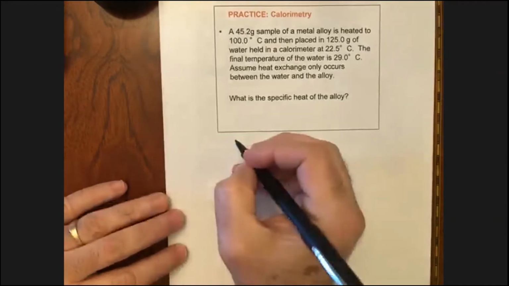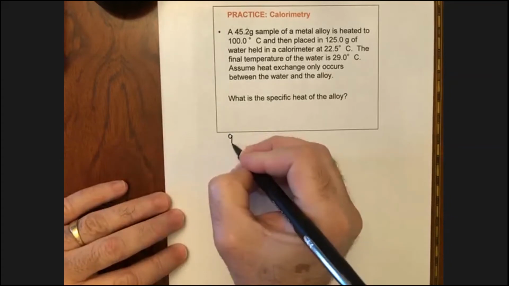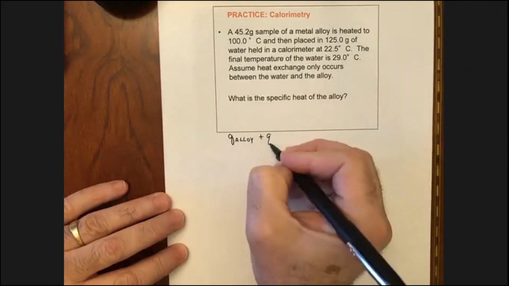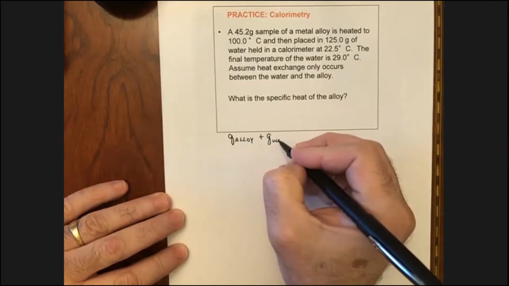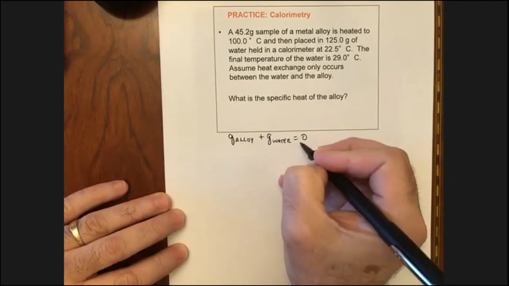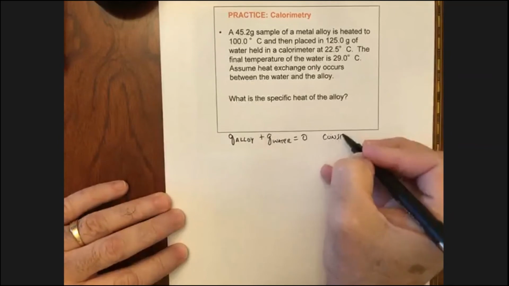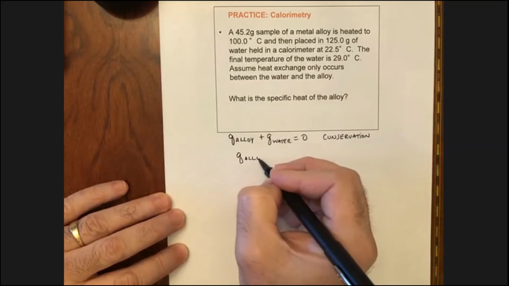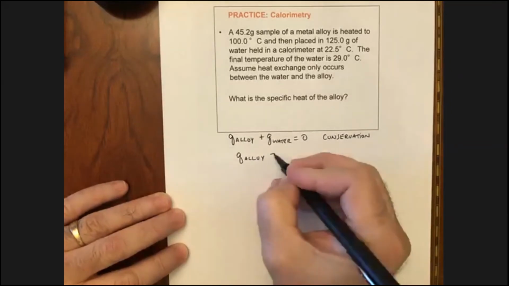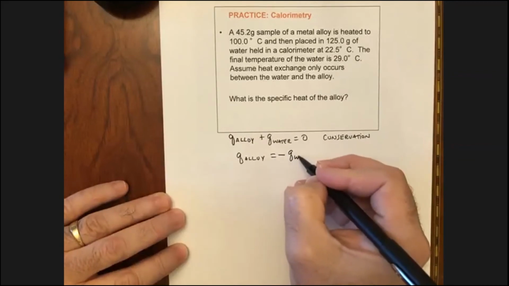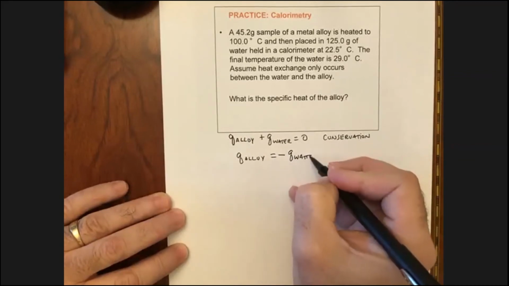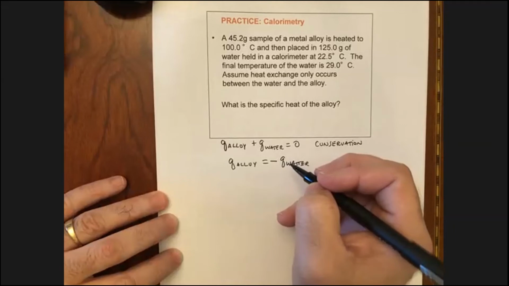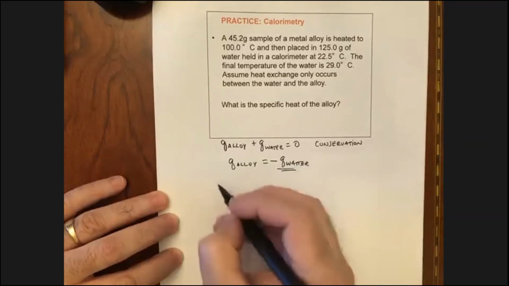Number one, remember, in the calorimeter, the heat exchange of our alloy plus the heat exchange of the water should net out to 0 because of the conservation of energy. What that means is that whatever heat was transacted by this metal alloy has to be the negative of whatever heat was transacted by the water in the calorimeter. So let's see what is the heat change for the water, all right?